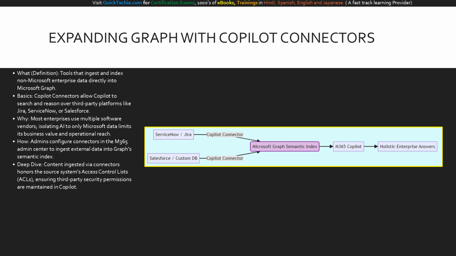Because Graph has ingested this data, it becomes a native part of the knowledge base. This enriched graph then feeds directly into Microsoft 365 Copilot. The final result on the right is holistic enterprise answers. This visual perfectly demonstrates how Microsoft Graph eliminates data silos, allowing Copilot to answer questions that require synthesizing a Word document with a live ServiceNow support ticket.